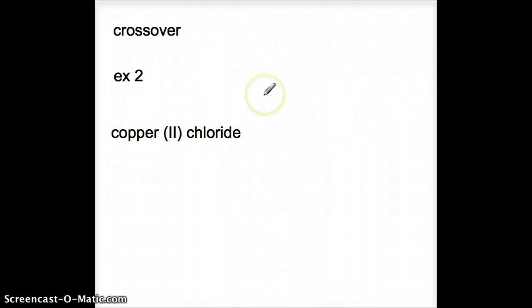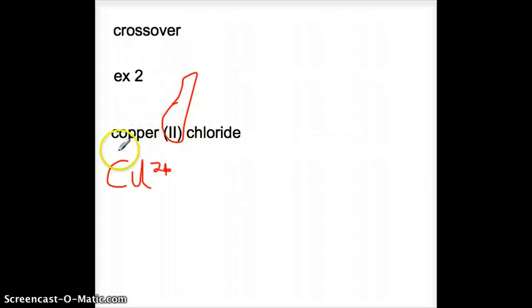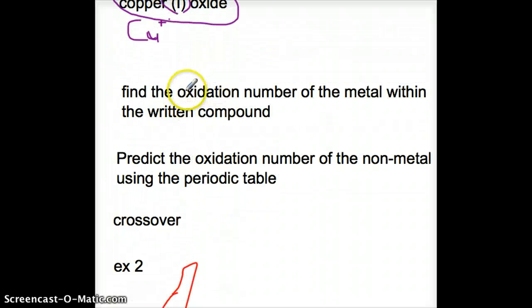Here we definitely know that copper has a 2 plus oxidation number, so it'll be written as Cu2+. We know that it has a 2 plus because of the number written in brackets as a Roman numeral right beside copper, which is 2. So, in this case, we have found the oxidation number of the metal within the written compound.